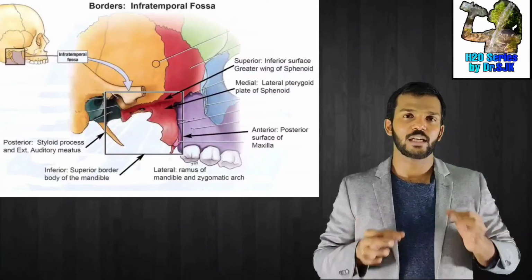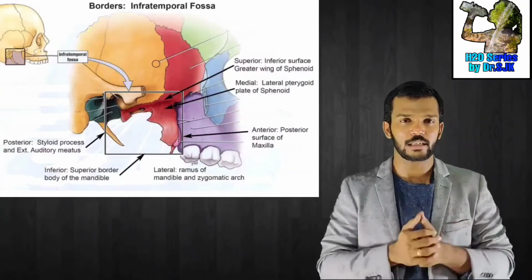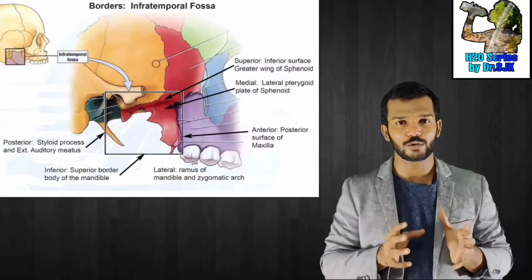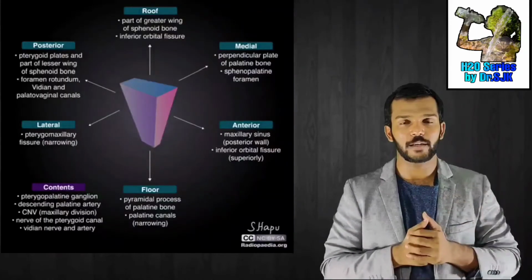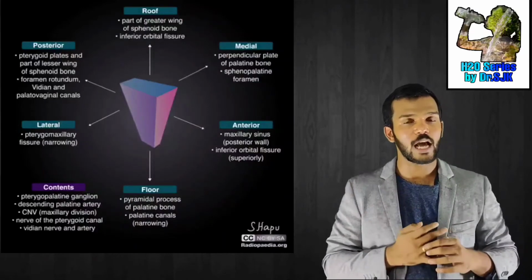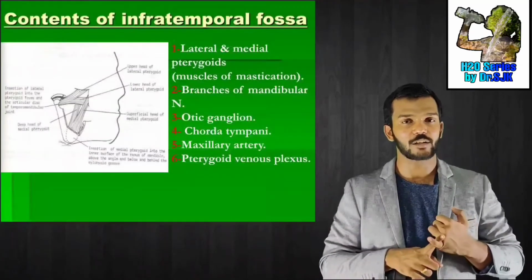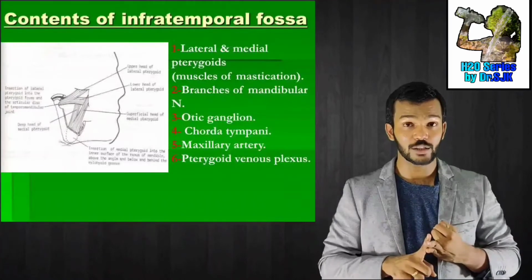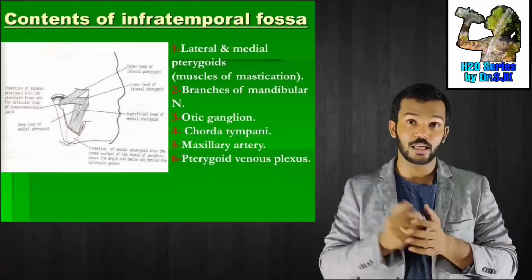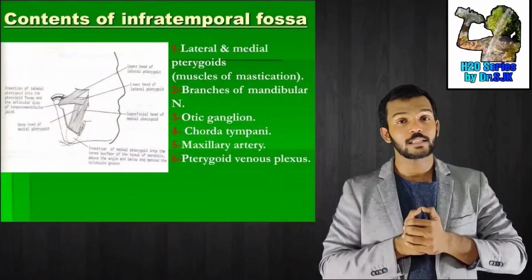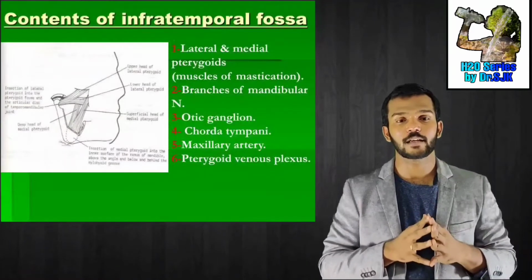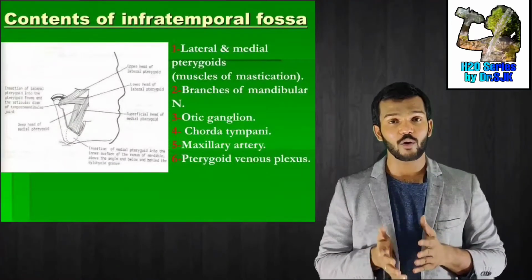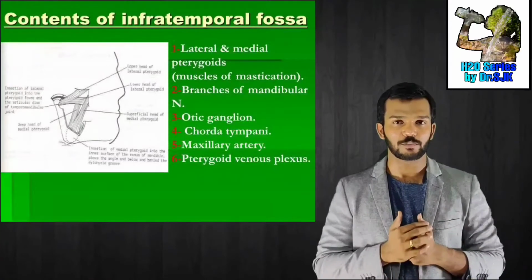Now I have given a detailed description about these two fossae. Now, the contents of these two fossae are very important. The pterygopalatine fossa has the pterygopalatine ganglion, maxillary nerve, and maxillary artery. The infratemporal fossa is having the otic ganglion, the chorda tympani branch of the facial nerve which comes out of the stylomastoid foramen. It comes through this only. Then it is also having the maxillary artery. Then it is having the contents of the foramen ovale. Yeah, it is having the mandibular nerve also.